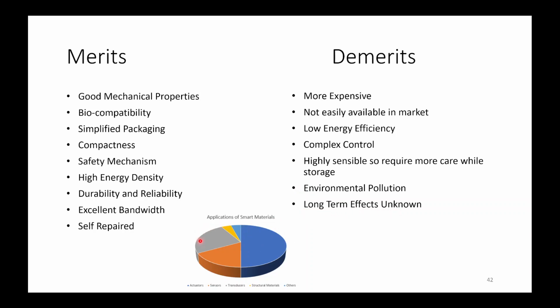These are some applications of smart materials. They are mainly used in making actuators, then making sensors, transducers, and structural materials, and some other applications such as in making robots and all.